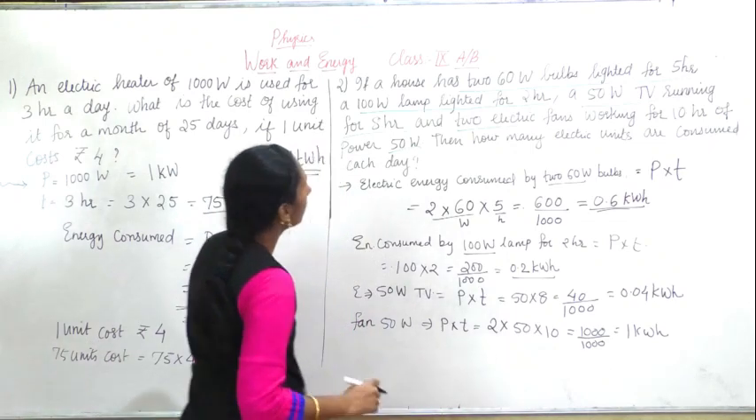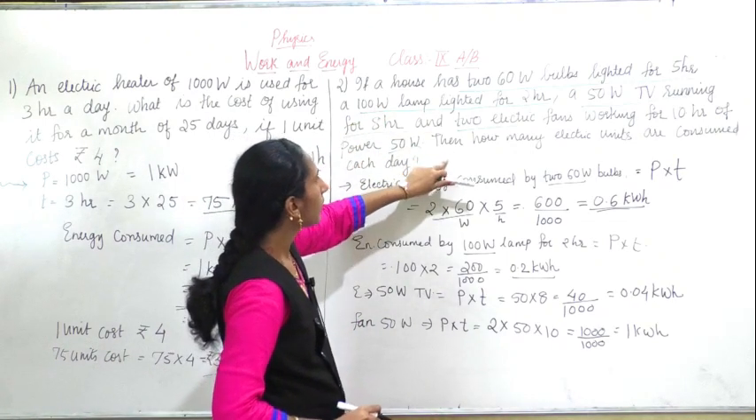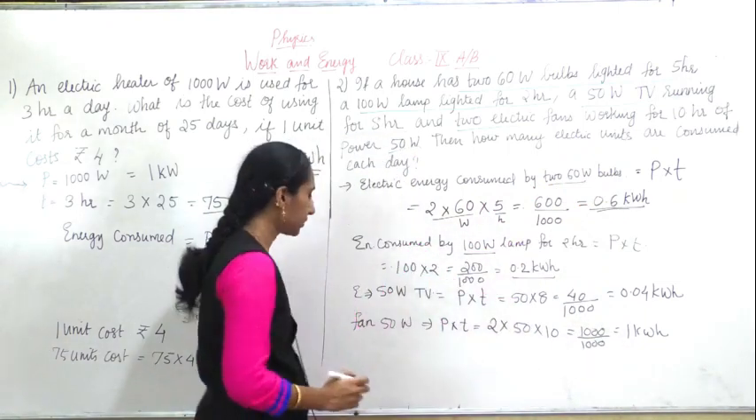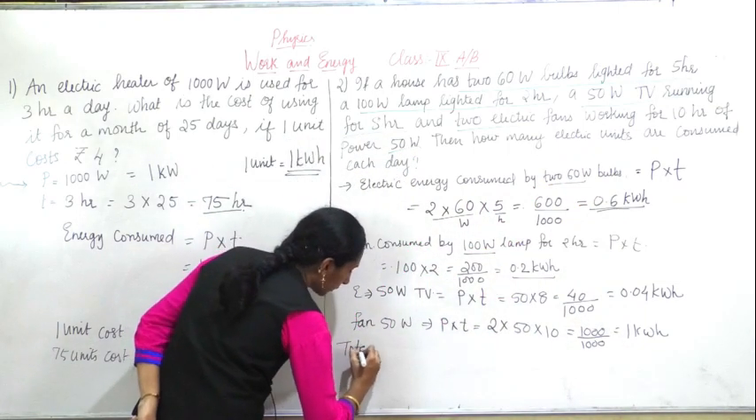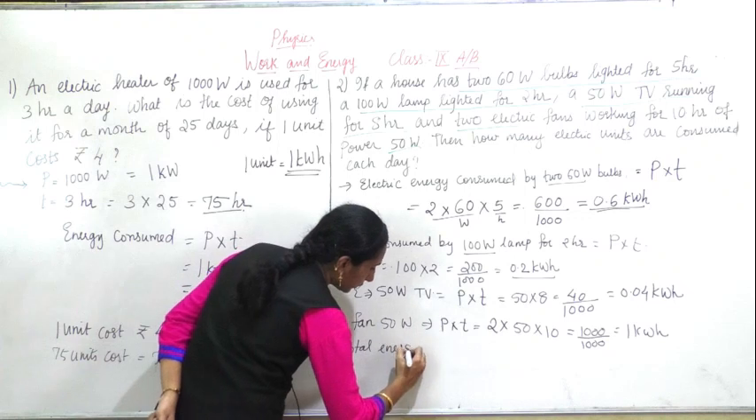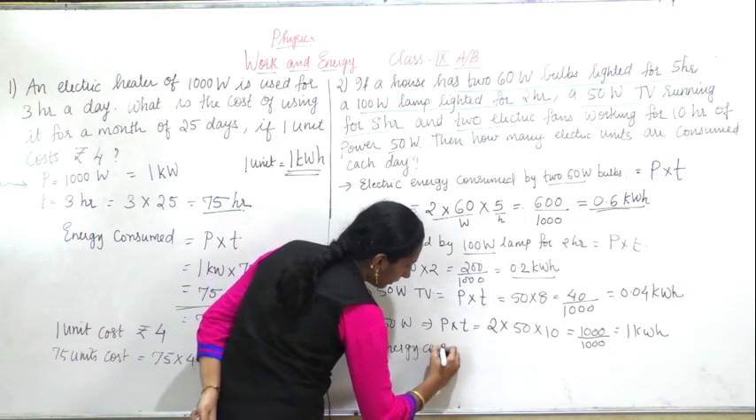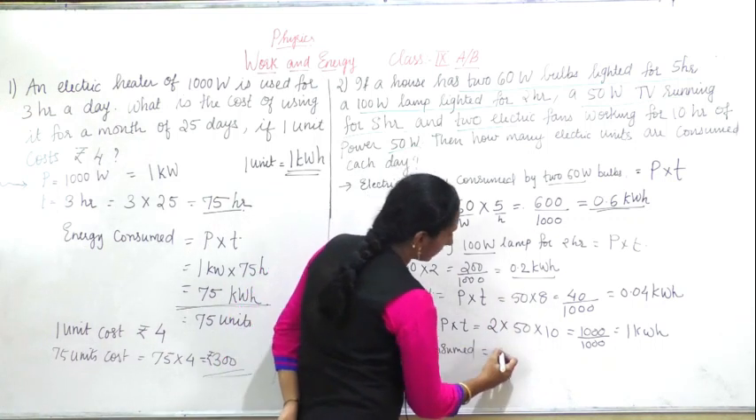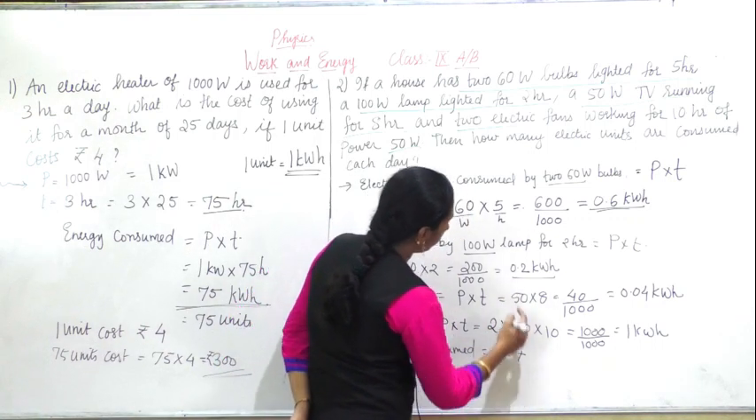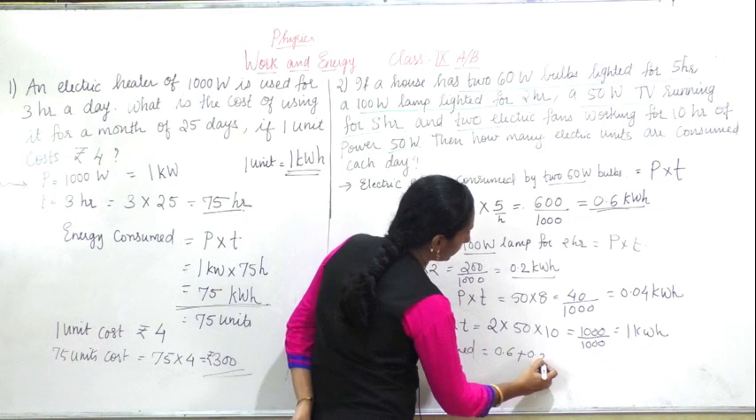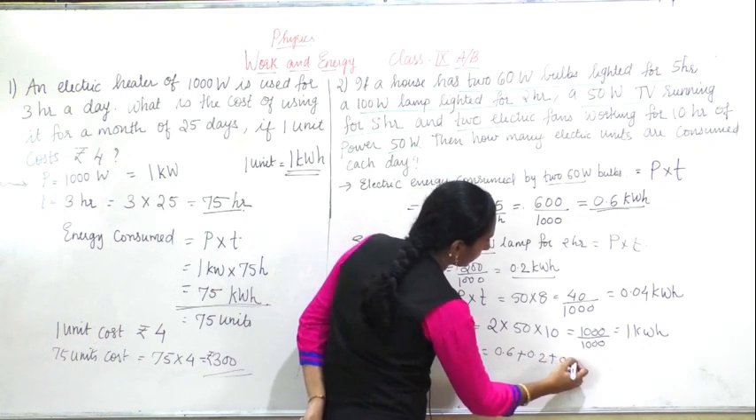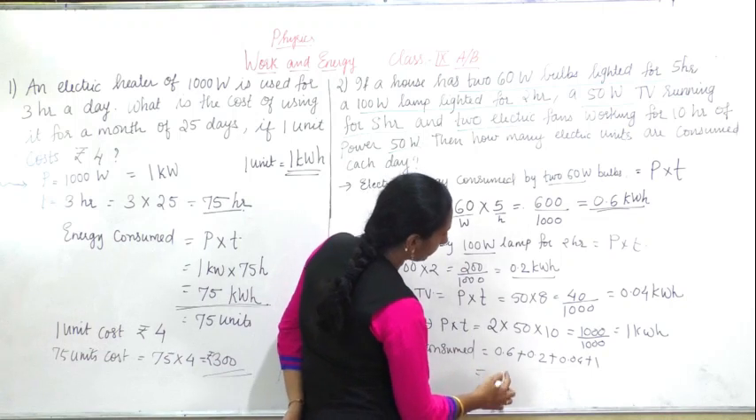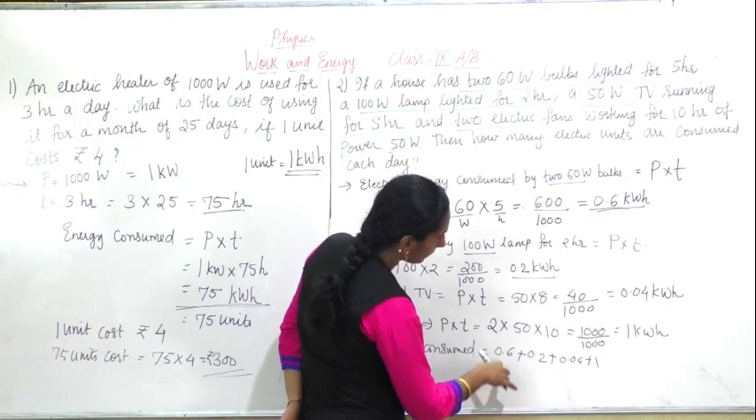And lastly, as we have completed all the things, now you have to find the total electric units consumed. So lastly you will write total energy consumed will be, you will add all these terms: 0.6 plus 0.2 plus 0.04 plus 1. Now you will add all these things, how much are you getting, see.